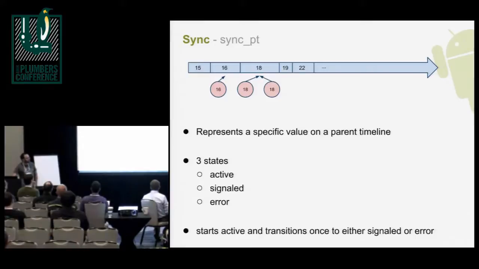Attached to those timelines are synchronization points. If you have a line, these are points on that line, and everything in this line is strictly ordered. So if you advance the timeline to 18 to say I'm done with 18's work, it also means you're done with 16's work. They start active and will transition once to either signaled or an error state, because of this advancing timeline.